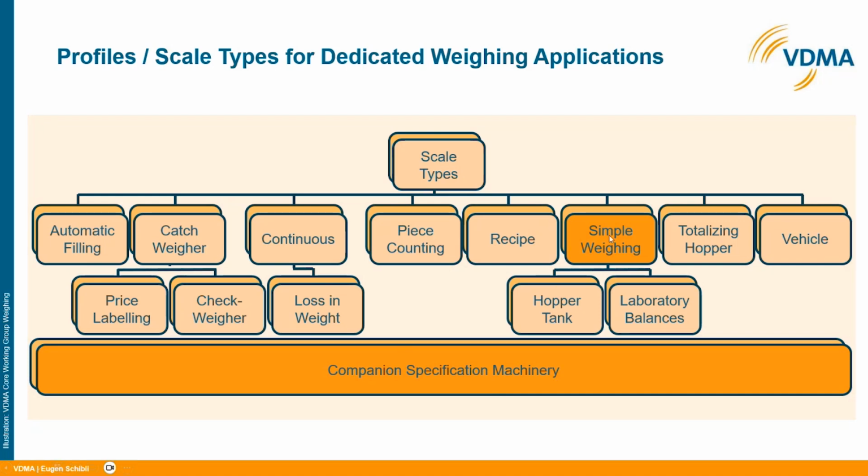And I wouldn't say 100% of all scales fulfill the simple weighing scale type. I can really imagine that a lot of scales do not support simple weighing, but probably 95% to even 99% of all scales and balances include simple weighing. So what is typical is that a scale or a balance supports simple weighing plus one of these other scale types, such as automatic filling or weight price labeling, check weighing, laboratory balances, and so on.